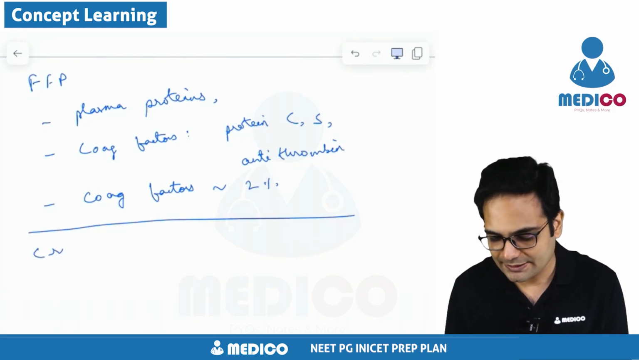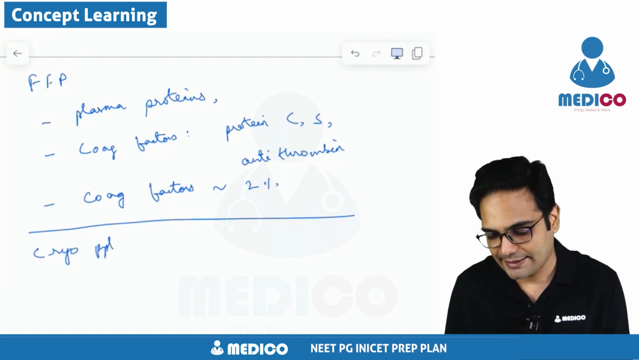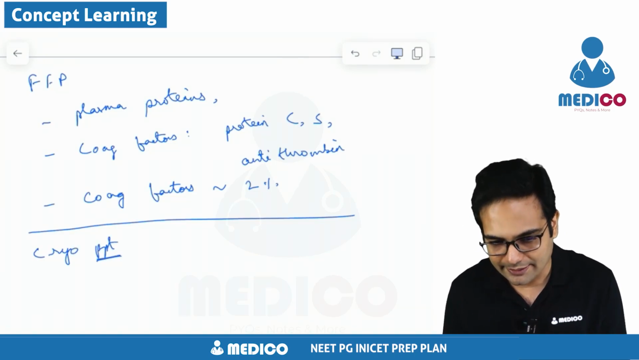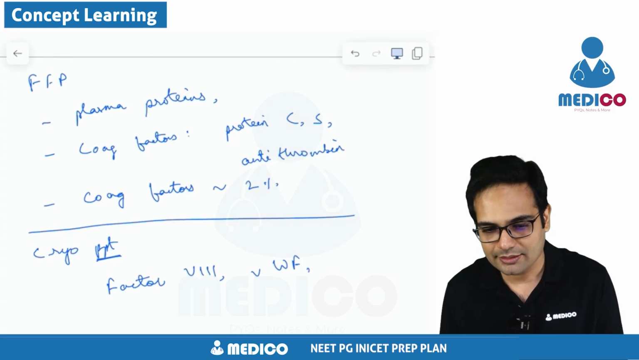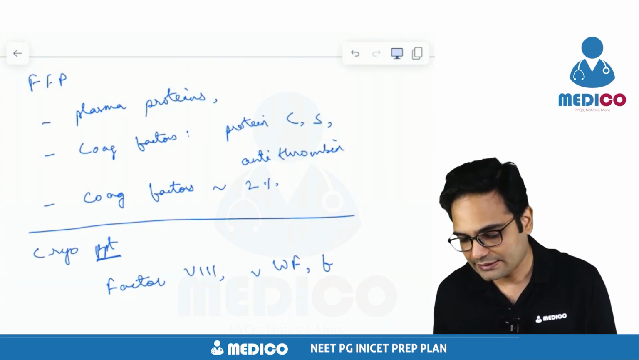Lastly, you have cryoprecipitate, and like I told you, it precipitates factor 8. So it contains factor 8. It contains von Willebrand factor. It also contains fibrinogen.